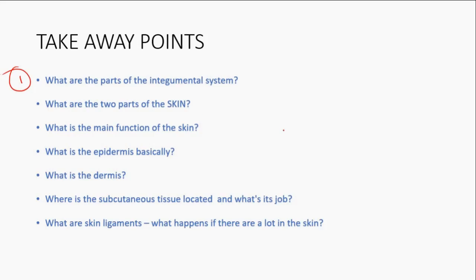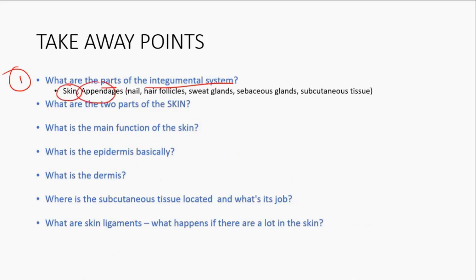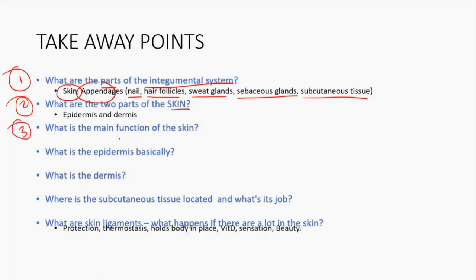So what are the main parts of the integumentary system? You can pause the video and try and answer. Okay, so the main parts of the integumentary system are your skin, your appendages, and tissue. Question number 2, what are the two parts of the skin? So the two parts of the skin are your epidermis and your dermis.